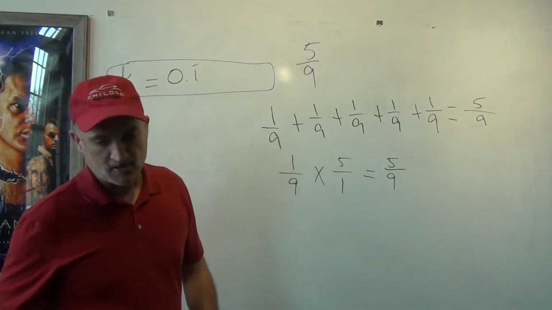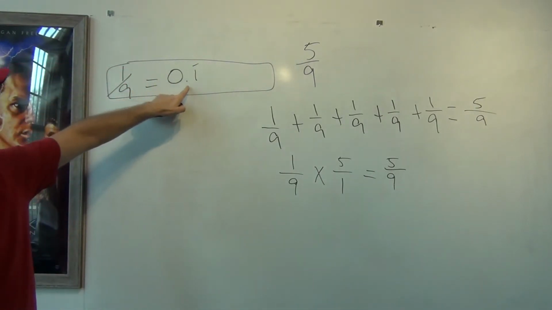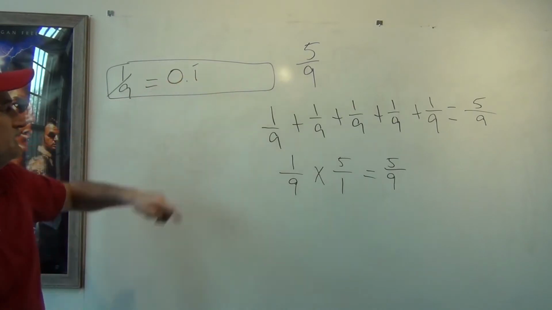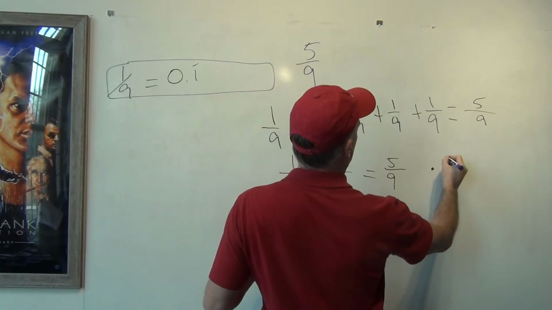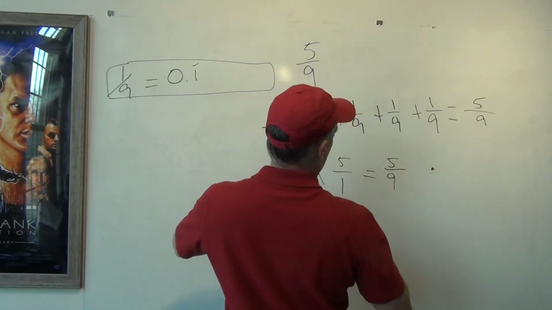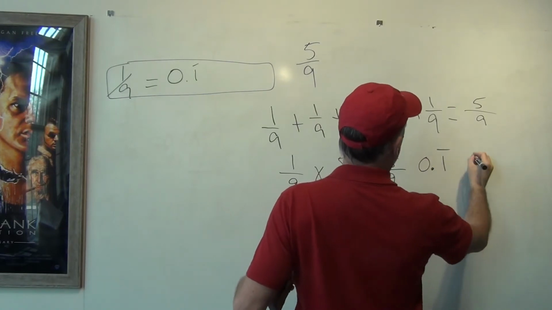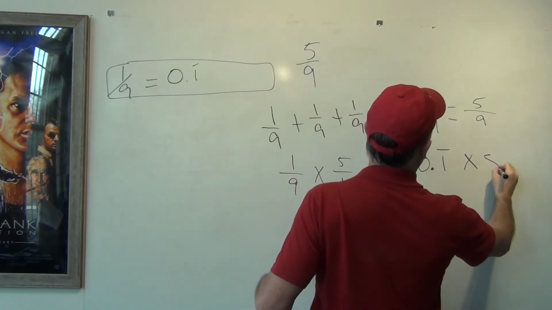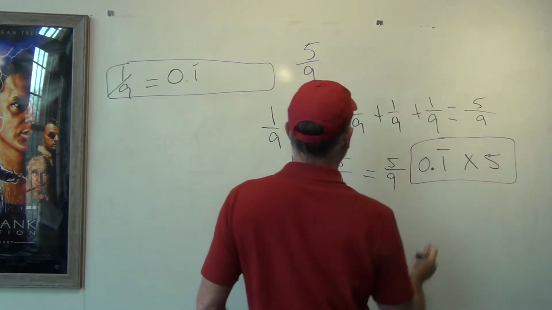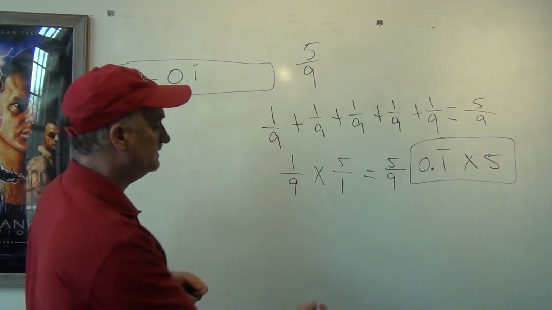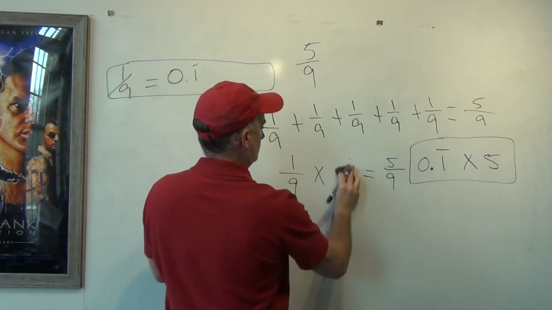Now let's take a look at 5/9. Right here, 1/9 equals 0.1 repeater. So 0.1 repeater times 5. Check that out. Isn't this the same as this? Okay?